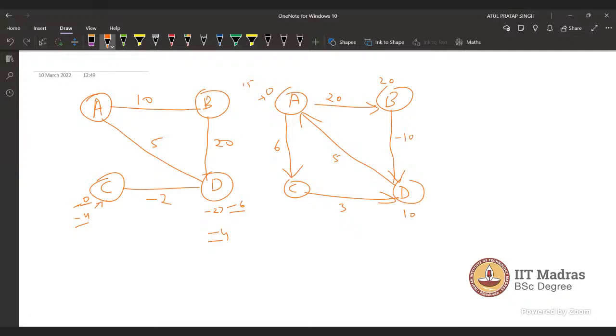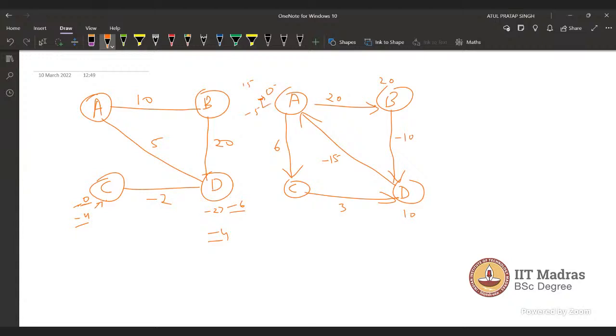So that means this graph does not have a negative cycle. For example, if it represents minus 15 here, it means the graph has a negative cycle. For example, if we start from 0 and move by 20, then 20 minus 10 is 10, and 10 minus 15 gives us minus 5. So it is less than 0.